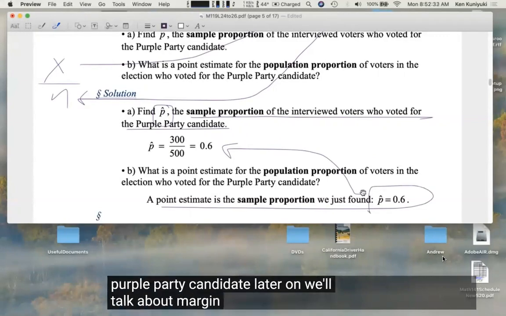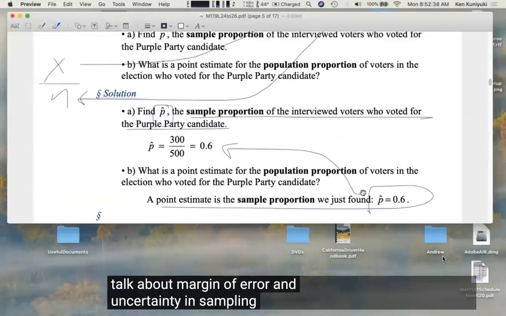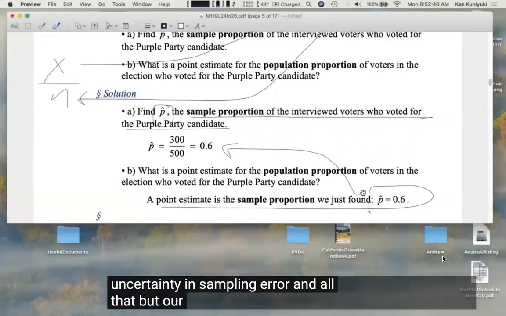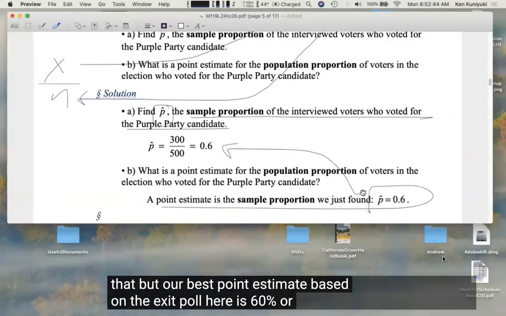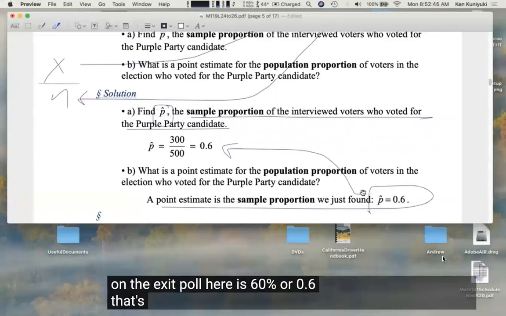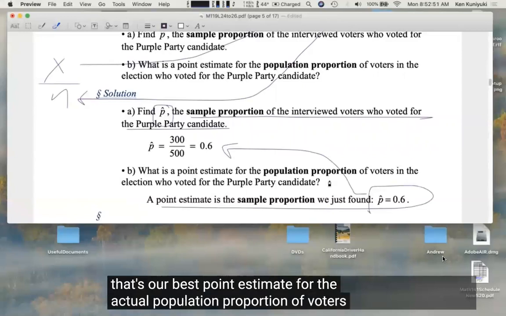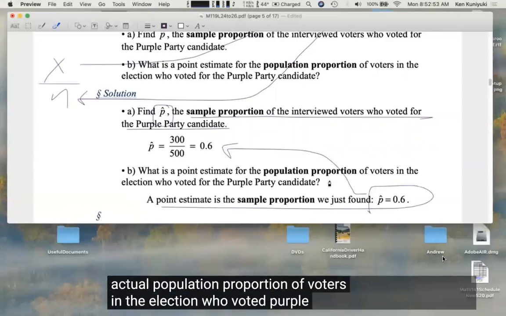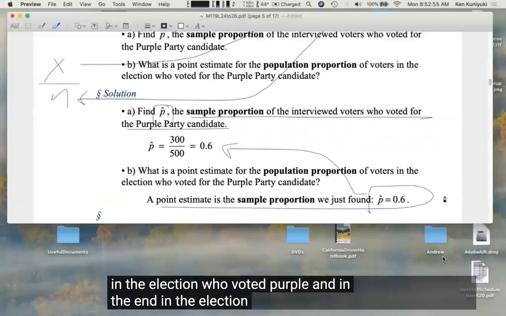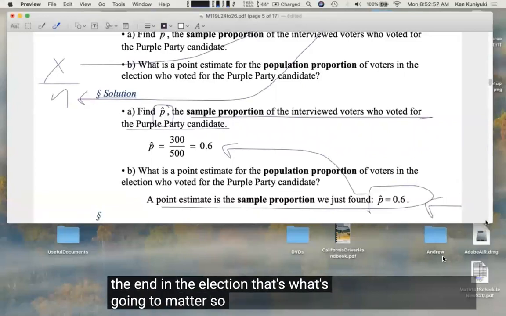Later on, we'll talk about margin of error and uncertainty and sampling error and all that. But our best point estimate, based on the exit poll here, is 60%, or 0.6. That's our best point estimate for the actual population proportion of voters in the election who voted purple. And in the end, in the election, that's what's going to matter.